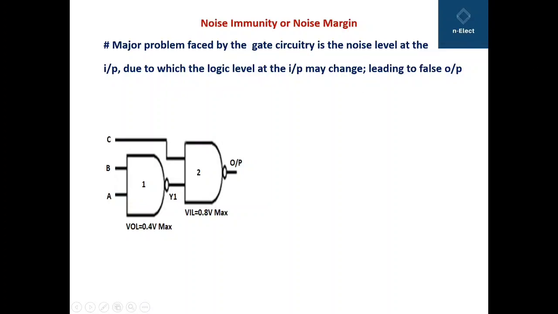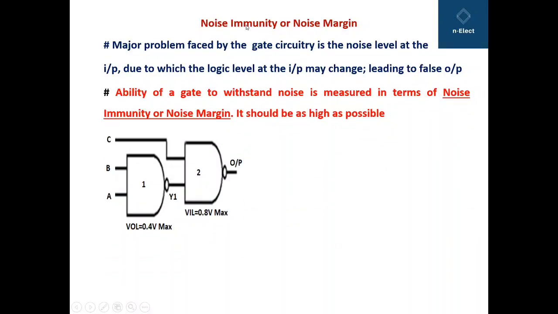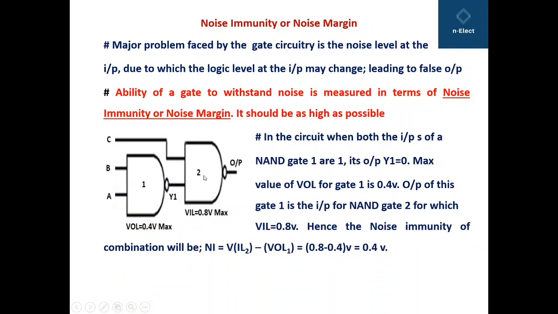Under such circumstances, the ability of the gate to withstand the noise is measured in terms of the noise margin or noise immunity. It should be as high as possible so that the maximum noise can be accommodated. In the circuit shown here, when both the inputs of the NAND gate are 1, the output becomes 0 because this is a NAND gate.